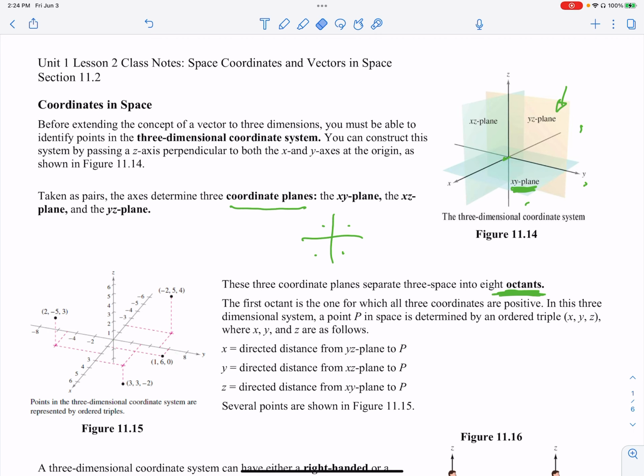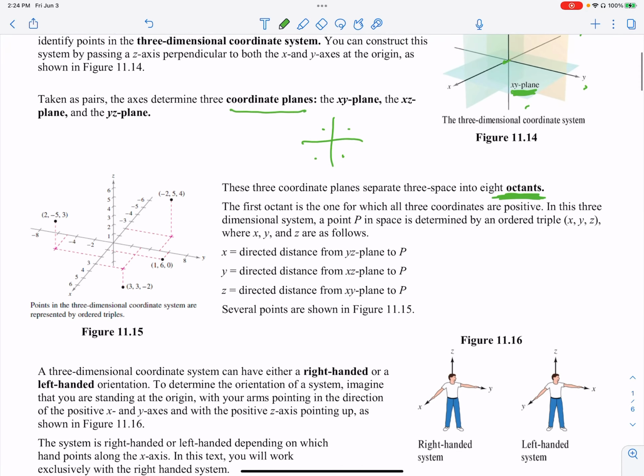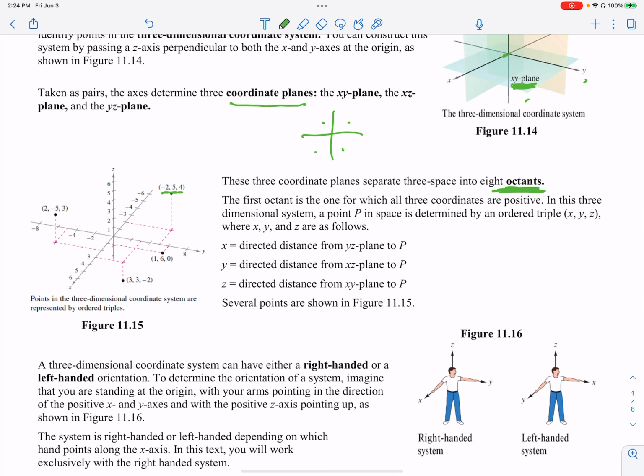Now looking at this point, sorry about that. This point here, we have -2 in the x direction. We have 5 in the y direction, and then it says go 4 up. So it's just like xy, but now we just have a third one going up and down in 3 space.